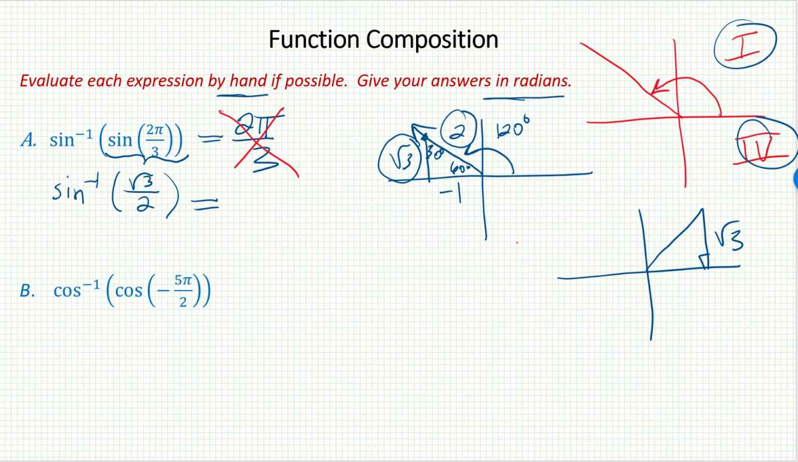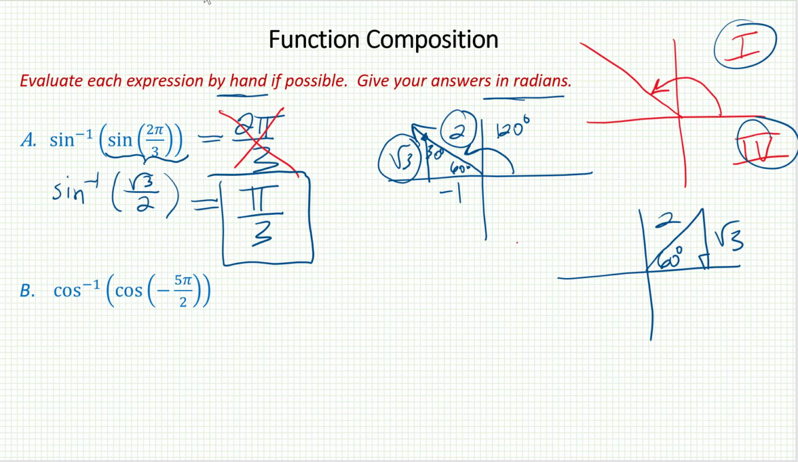Let's see, opposite over hypotenuse. It's still a 30, 60, 90 triangle. Here's the 60 opposite the root 3, but that's the angle that would be the answer to this problem. 60 degrees in the first quadrant, or pi over 3 in radian measure. You can see why this is tricky. If you're outside the restricted angle zone, you're going to have to work it out in pieces in order to get the right answer. Let's take a look at the second one, cosine inverse, cosine of negative 5 pi over 2.